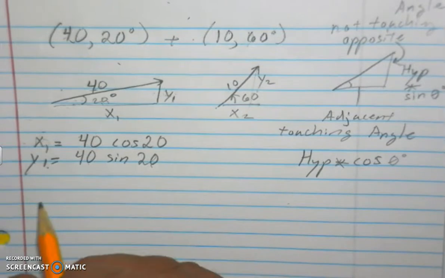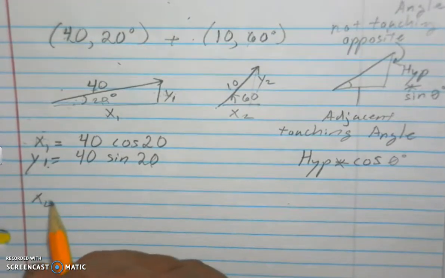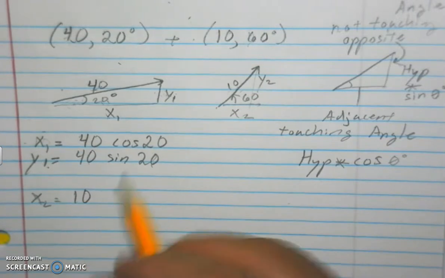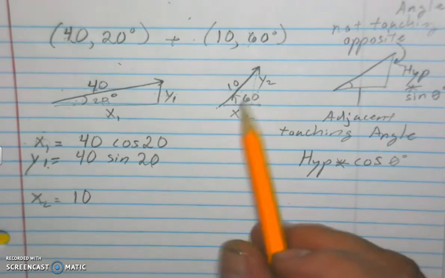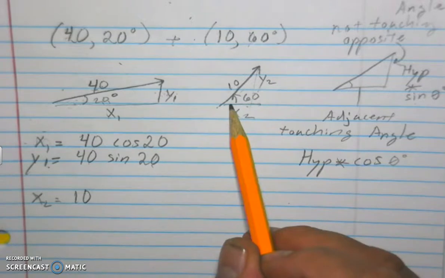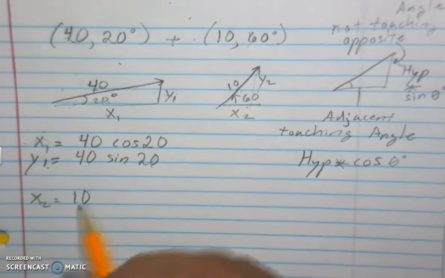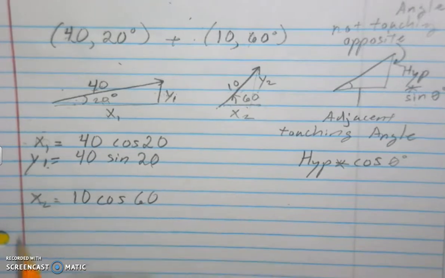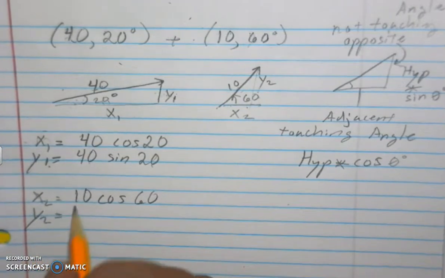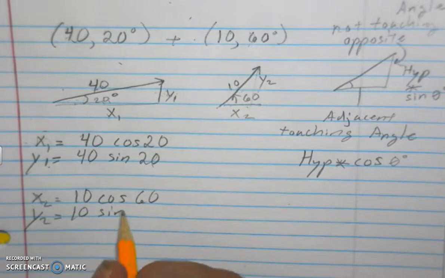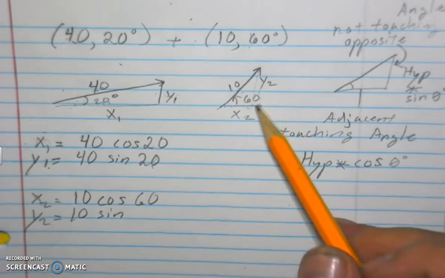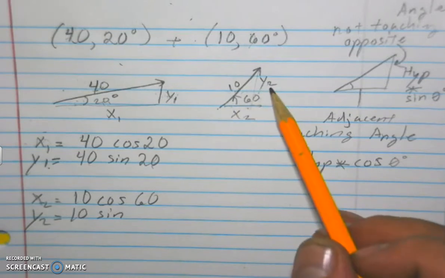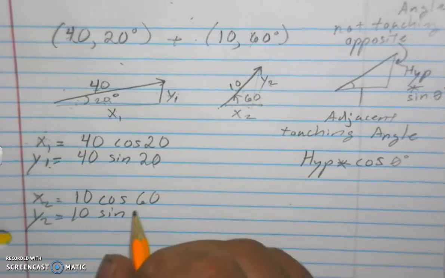Alright, for my other one, x2, hypotenuse is 10. x2, x is touching the angle, so use cosine. Cosine 60. y2, 10, looking for that, not touching, so use sine and 60.